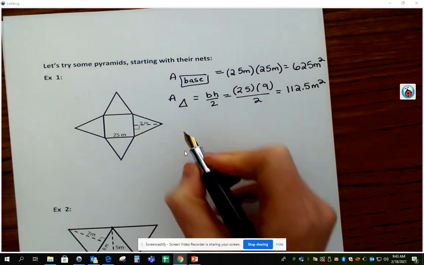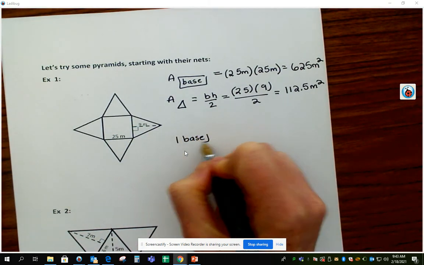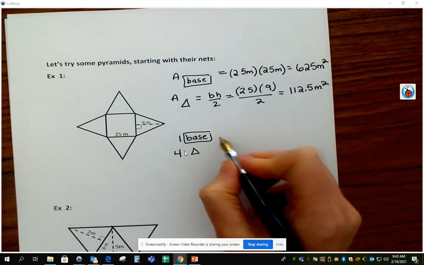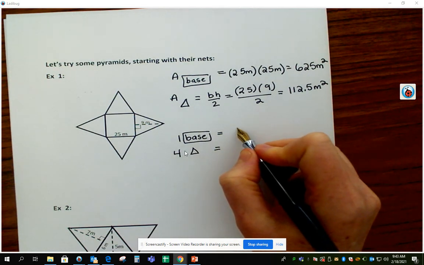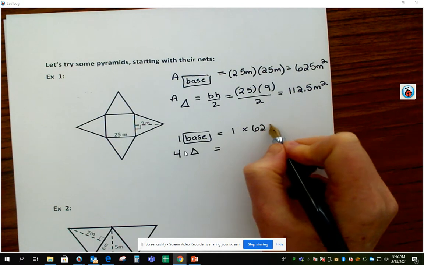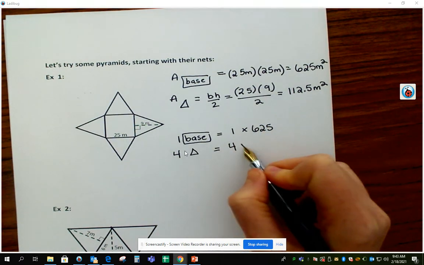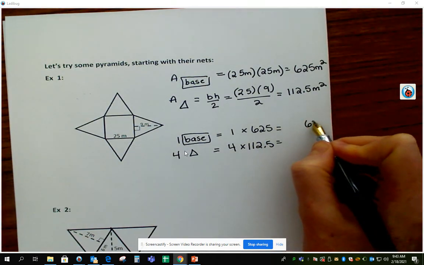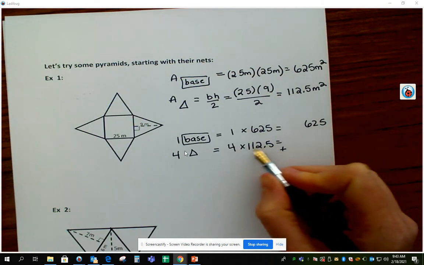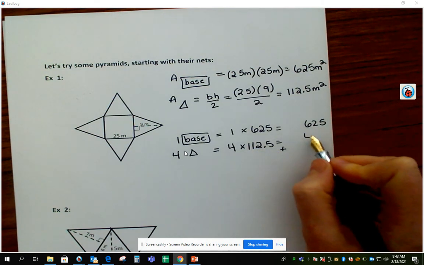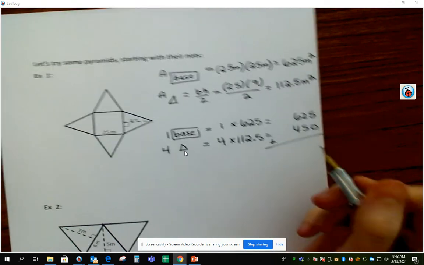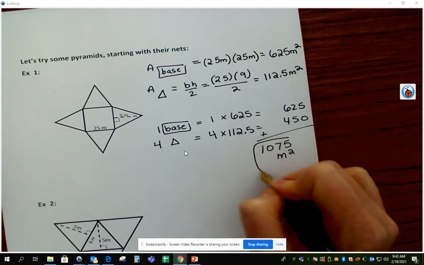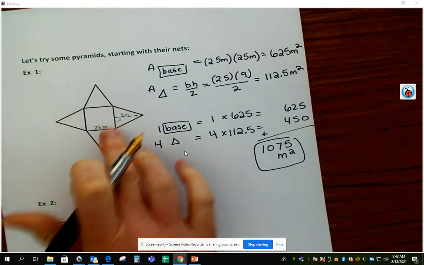So now I just need to figure out how many of each thing. So there's one base. It's square shaped. And there are 1, 2, 3, 4 triangles. So base is just 1 times 625, but triangles is 4 times 112.5. So we're going to have 625 plus, and when we multiply 112.5 times 4, we get 450. So my total surface area is going to be 1,075 meters squared. Just again, added up all the areas for everything.